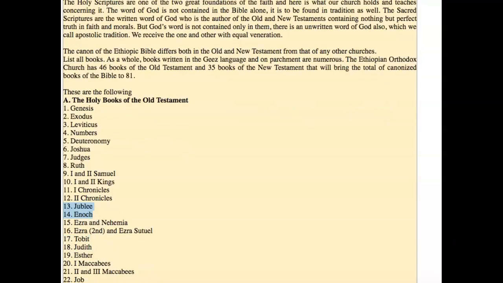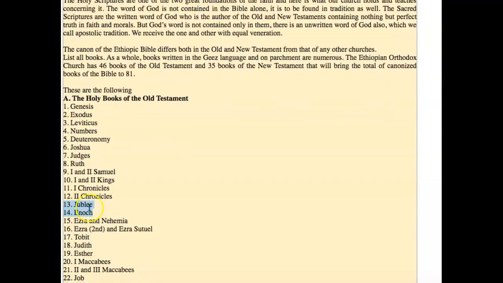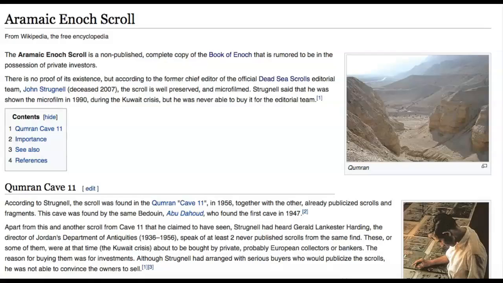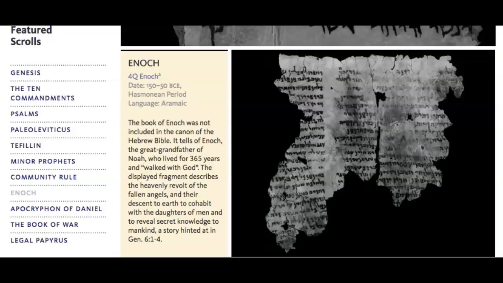And what were some of the books they also had in their canon? Jubilees and the book of Enoch was in their canon also. There was also the Aramaic Enoch scroll that was also found, and was a non-published complete copy of the book of Enoch that was found in Qumran Cave 11.